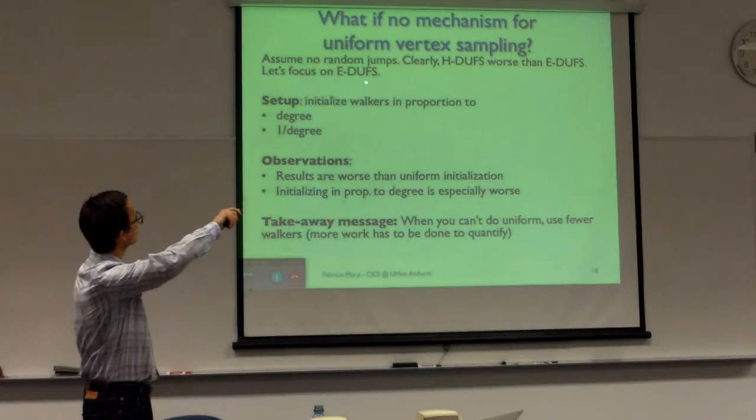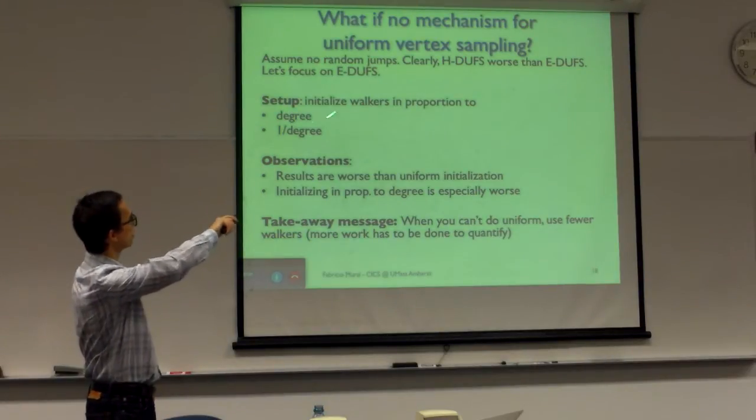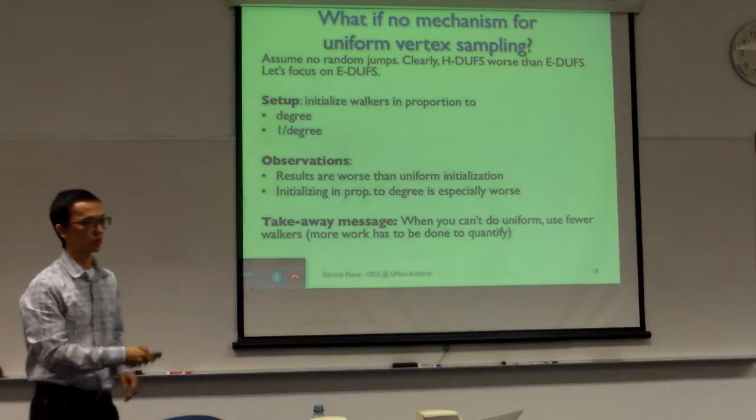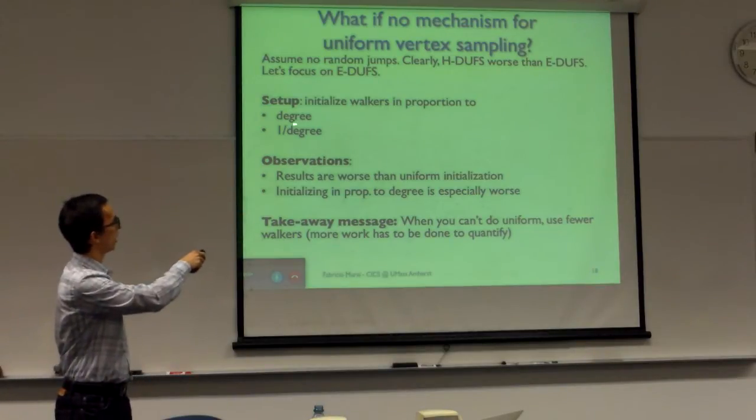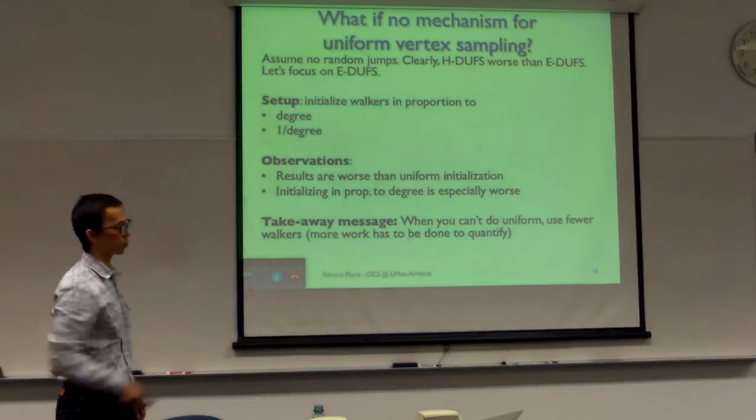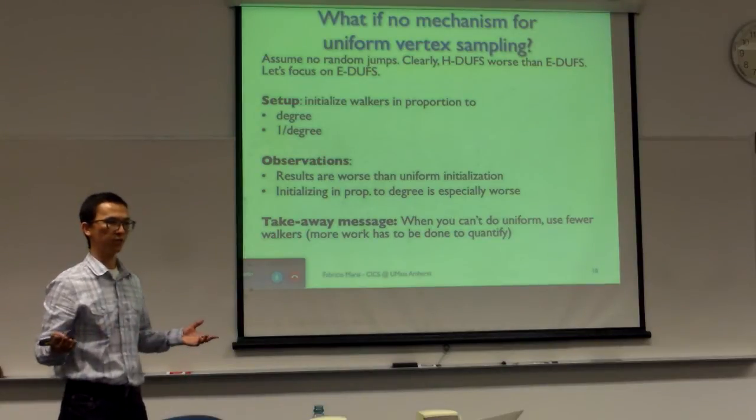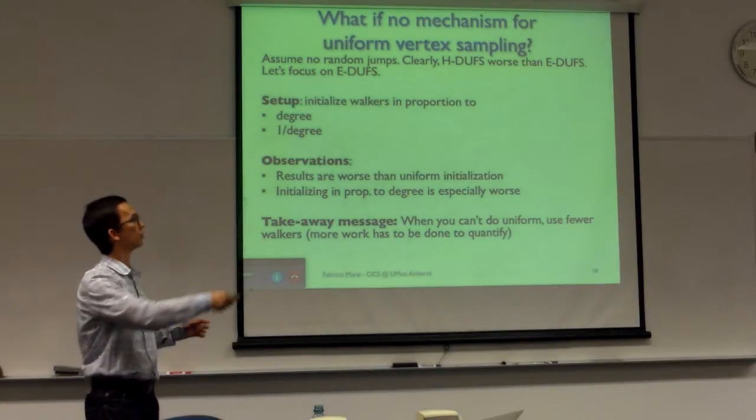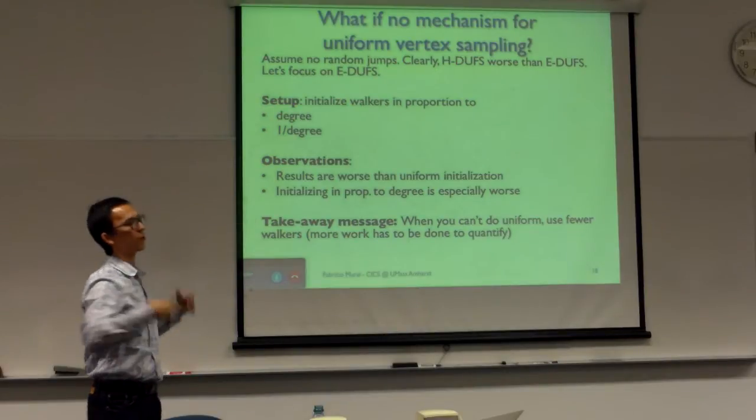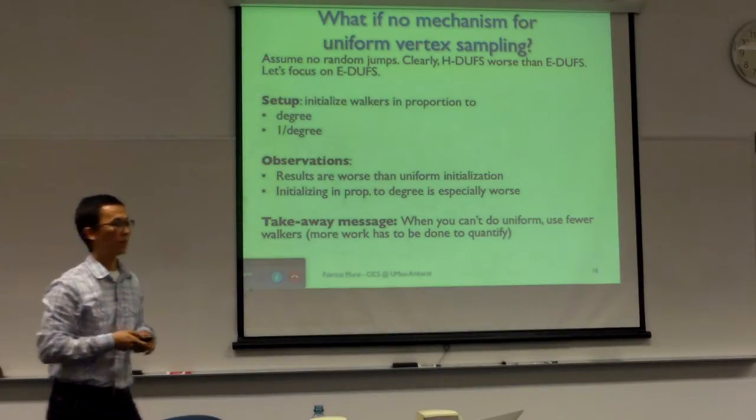So to investigate this, in some simulations, I'm going to initialize the Walkers in proportion to the degree, okay? And in others I'm going to initialize in proportion to the reciprocal of the degree, as alternatives in the case where I don't have uniform vertex sampling.